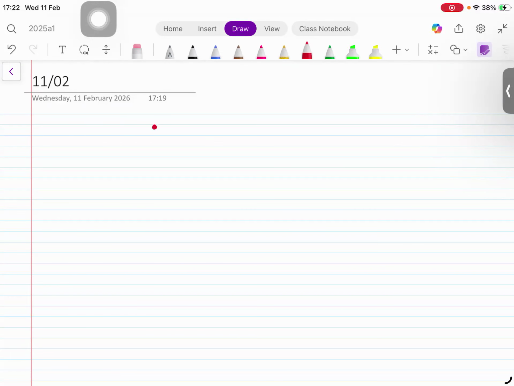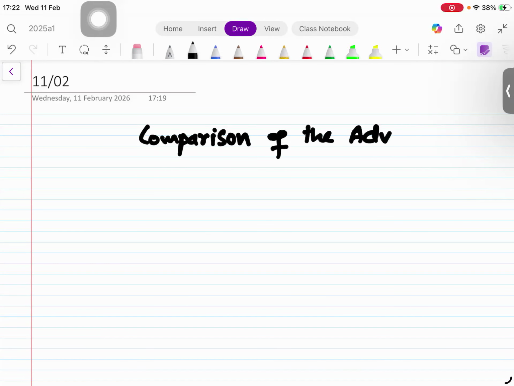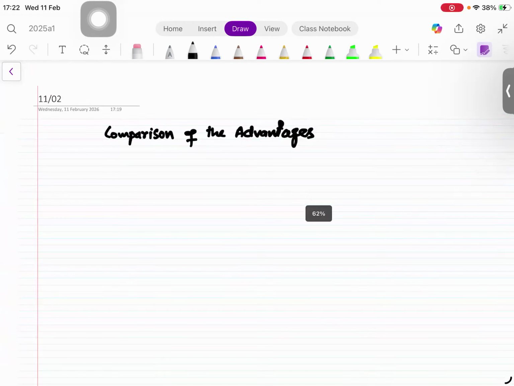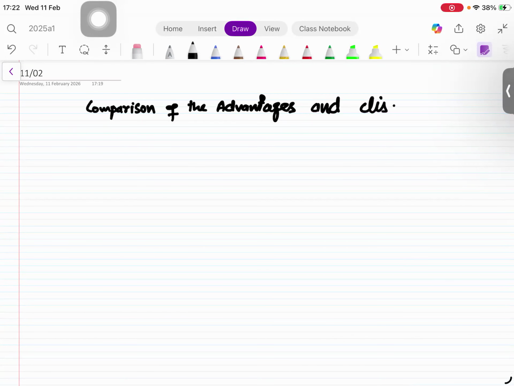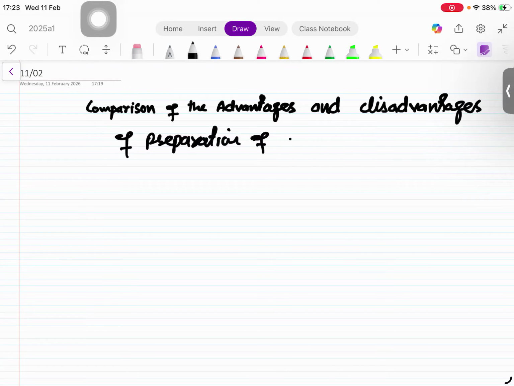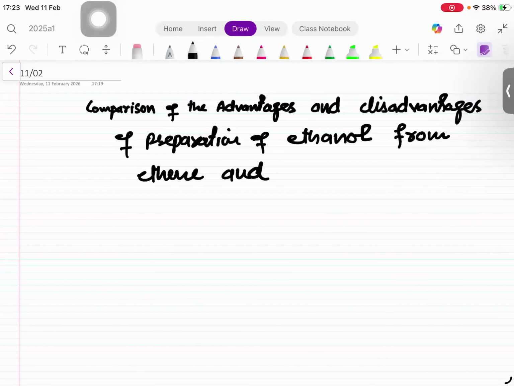Okay, so advantages, comparison of the advantages and disadvantages of preparation of ethanol from ethene and glucose.